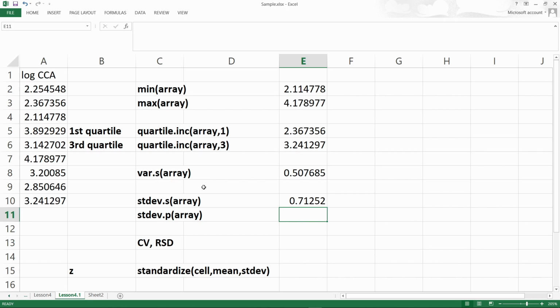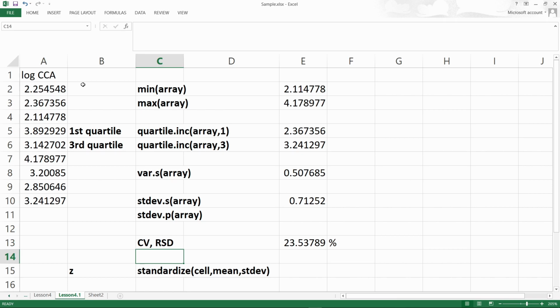So let us look at how we can calculate coefficient of variation in Excel, and also how to standardize your data to z-scores. To calculate the coefficient of variation, if you remember the formula, it is the standard deviation divided by the mean. Okay, so this is your coefficient of variation. Coefficient of variation is usually reported as percentage. So this will be 23%.